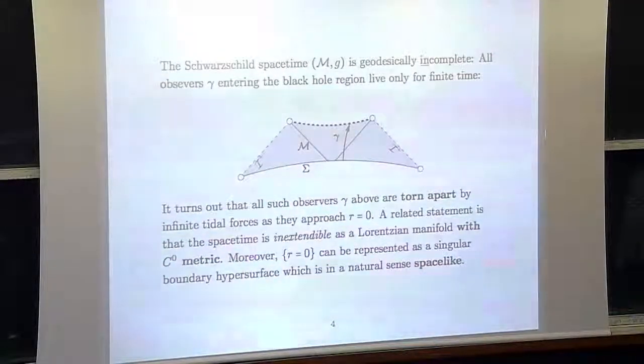Moreover, something else very familiar to everyone here, presumably, is that this singular boundary r equals 0 can be represented naturally as a boundary space-like hypersurface of spacetime. This is all depicted schematically in this Penrose diagram of Schwarzschild. So that's Schwarzschild, and we all know that.